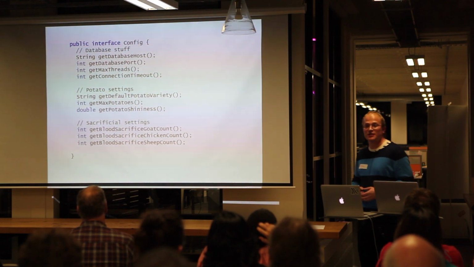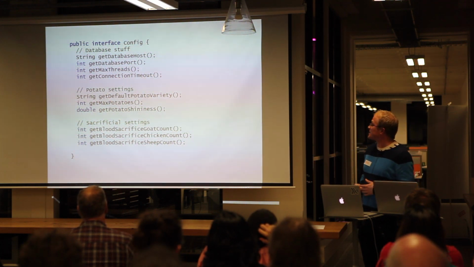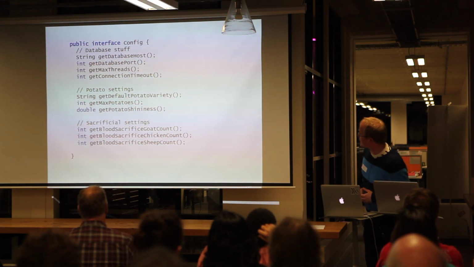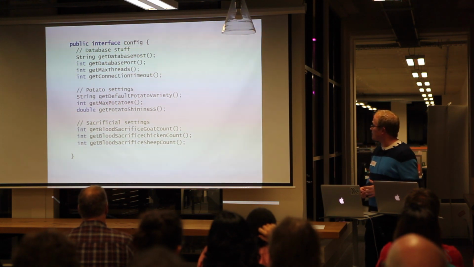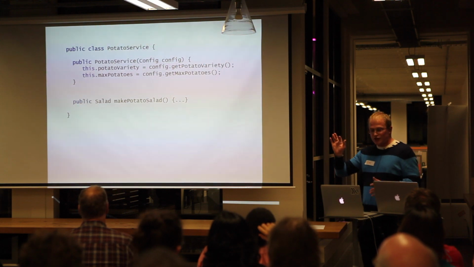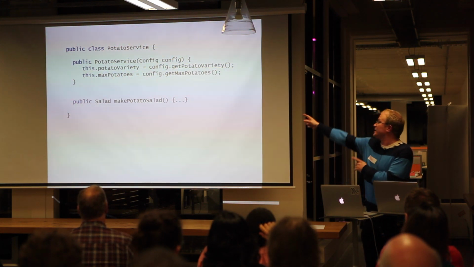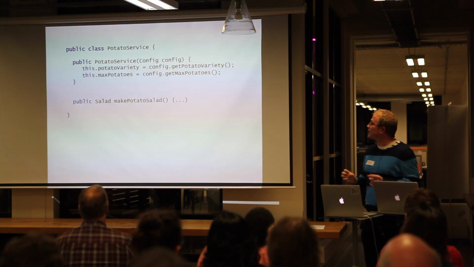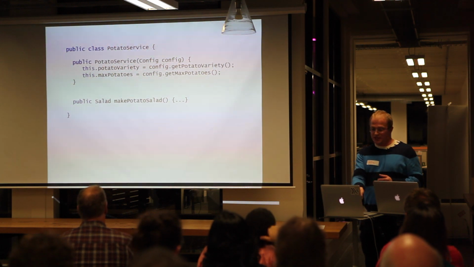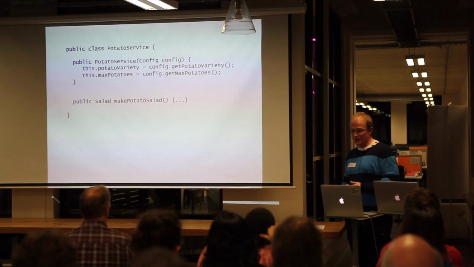This is a config object that's got a great sprawling mass of different things. We have database stuff and things to do with potatoes, as you do, and things involving blood sacrifice, which may or may not be required to keep the system running. And using this config is potato service, but all it needs is potato variety and max potatoes. It gets them out of the config. All that other stuff it didn't need. And then it makes potato salad, I suppose. That's the point of this class, is it makes potato salad.